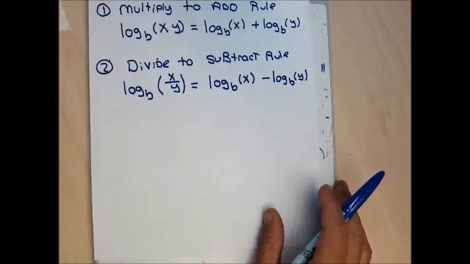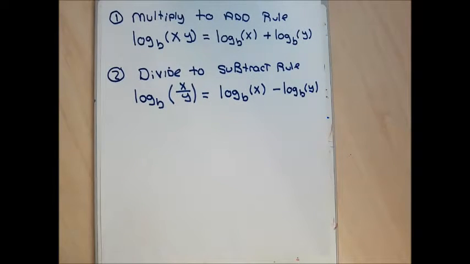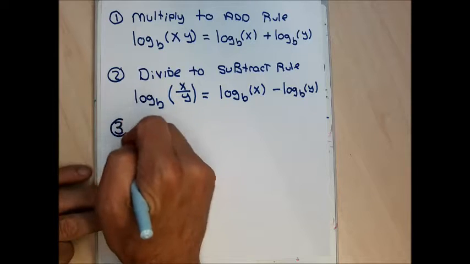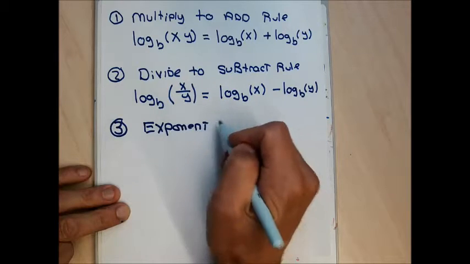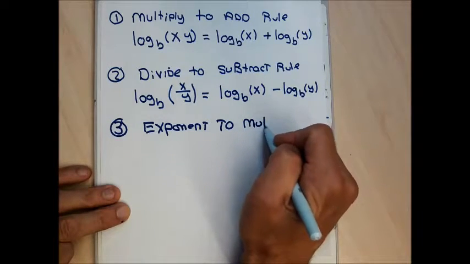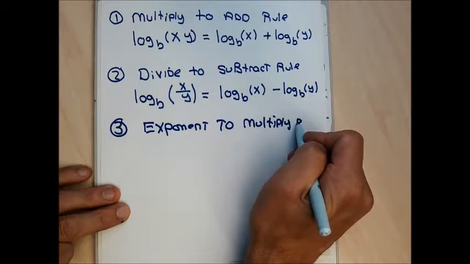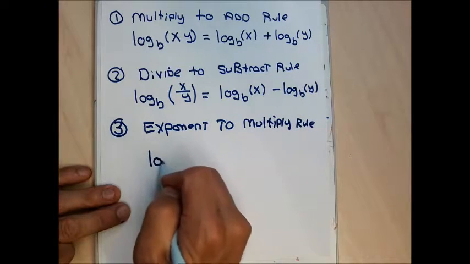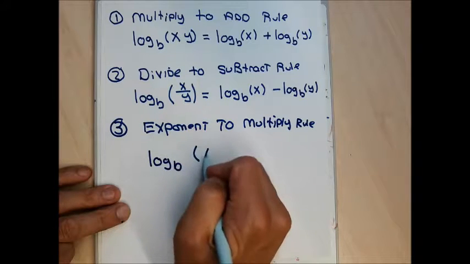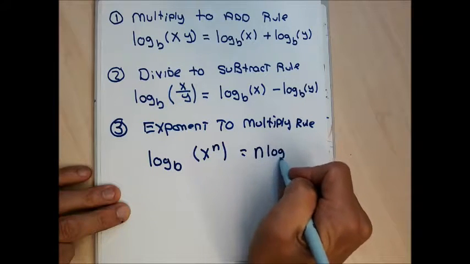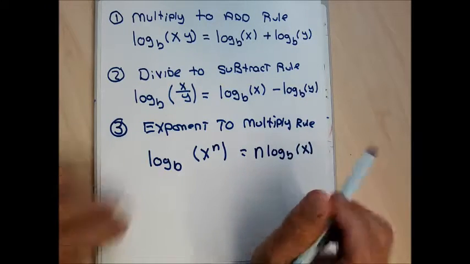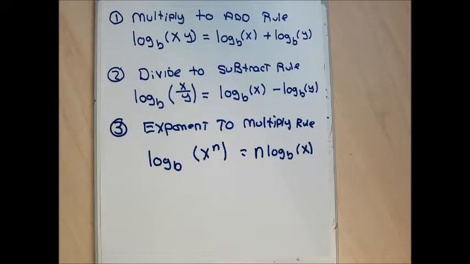One last rule that we have to deal with, and that's kind of the exponent to multiply rule. And it's an easy rule. The exponent to multiply rule says something like this. It says the log base b of x to the n power equals n times the log base b of x. It says if inside a logarithm there's an exponent in front of a letter, you can drag that exponent out and make it a coefficient. Let me show you real quickly an example of that rule.